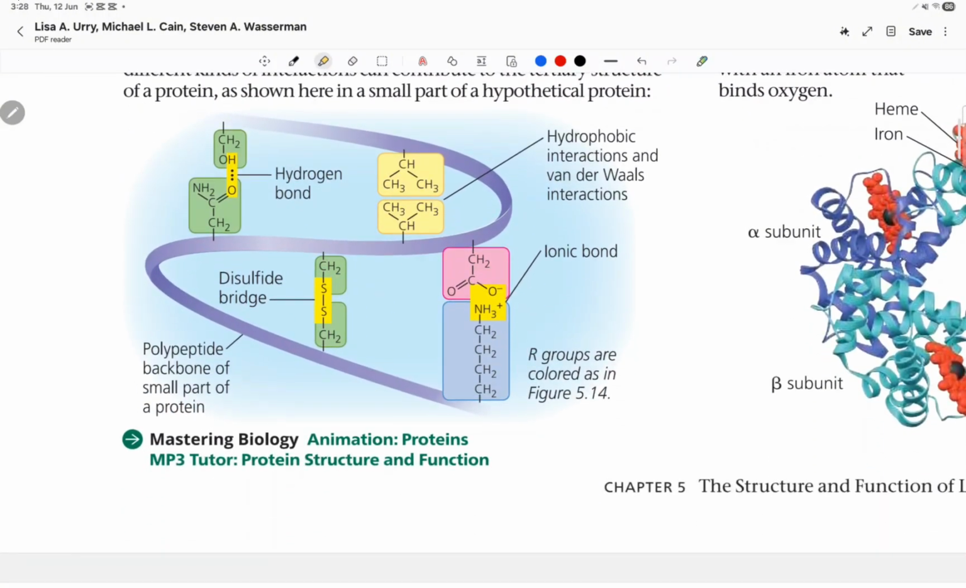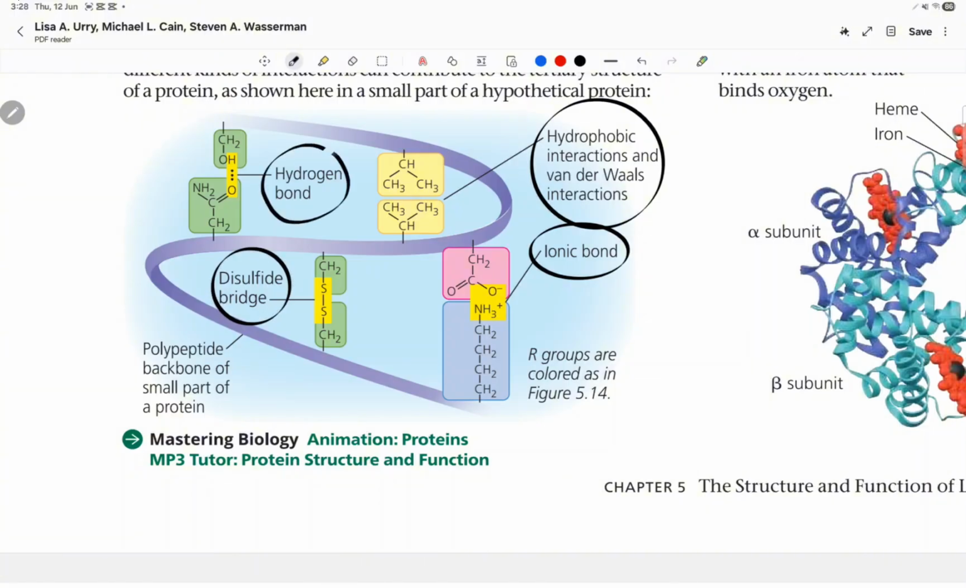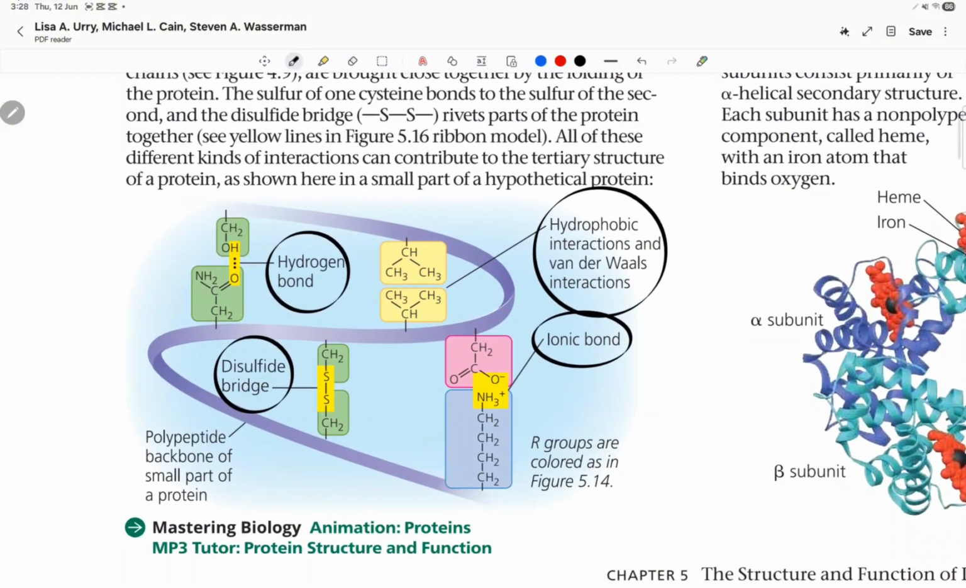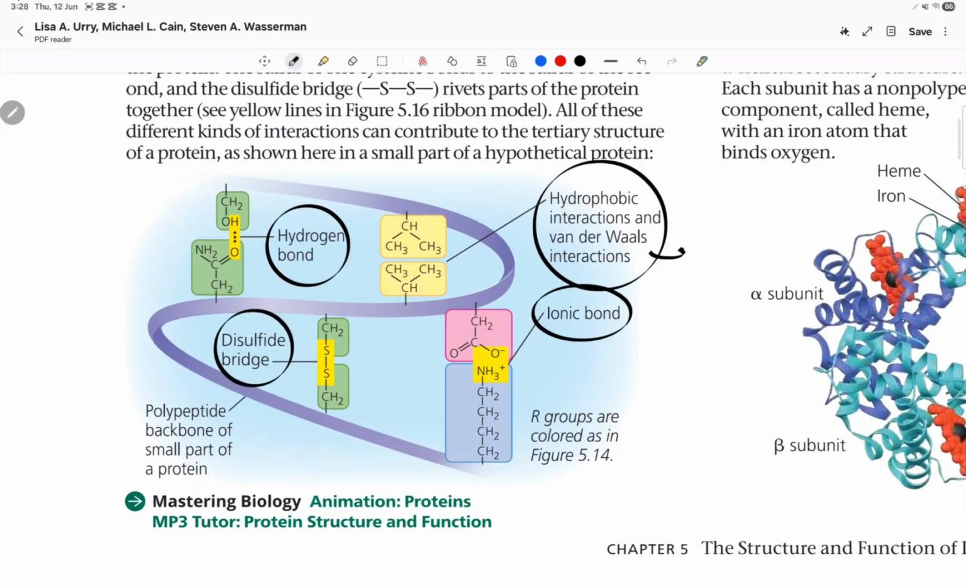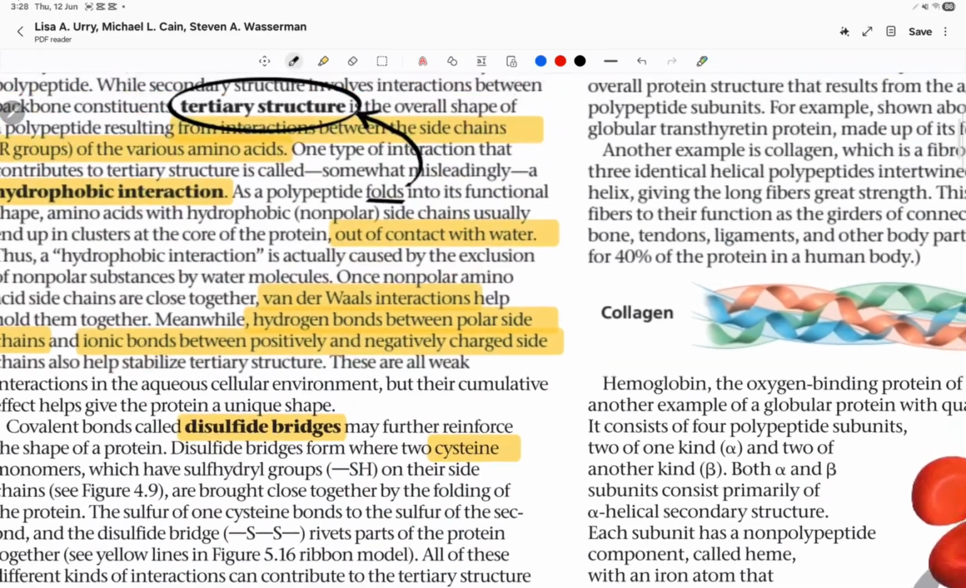So here we have hydrophobic interactions, ionic bonding, we have disulfide bridge, we have hydrogen bonding for polar R groups. This is for nonpolar R groups. This one is for polar R groups.